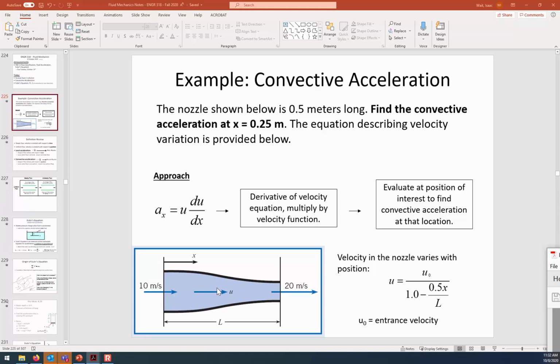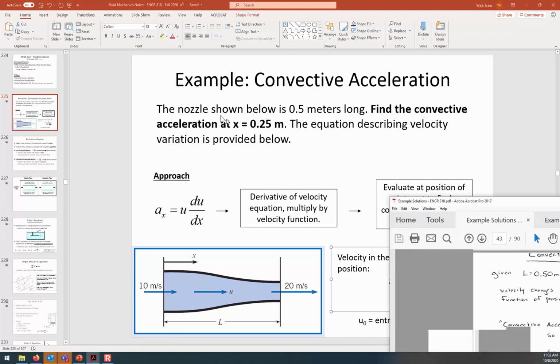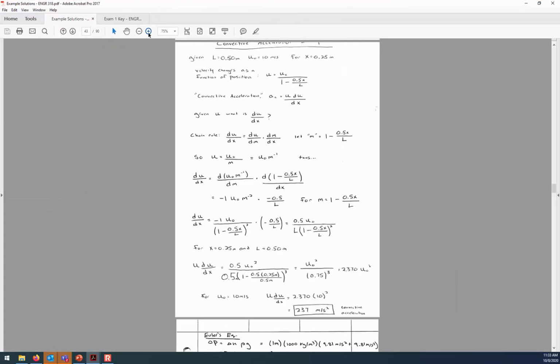And so if we want to find the acceleration at x is 0.25, meaning in the middle of the nozzle, we're going to find what's the velocity at that location, which we just did. It was 13.3 meters per second. And now we have to have du dx. And so we're going to take the derivative of this equation. So the chain rule. Here's what we're going to do.